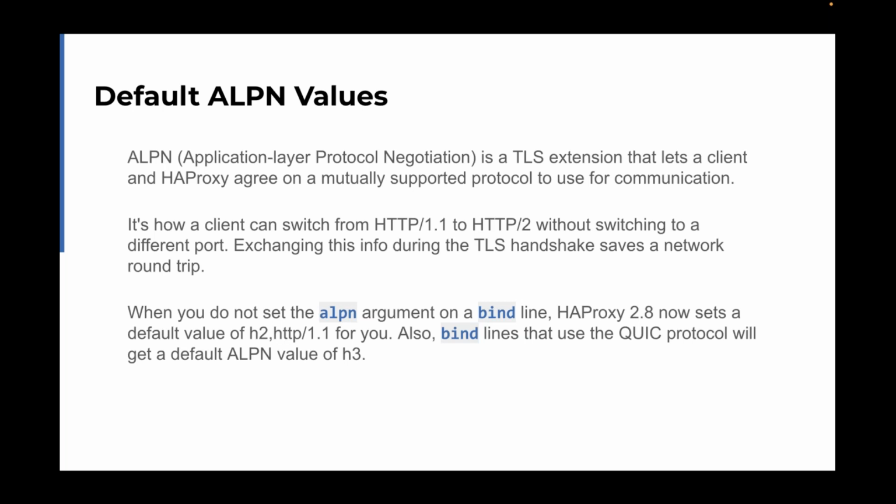So this new default value tells the client that HAProxy prefers HTTP 2 and HTTP 3, but can fall back to 1.1 if the client doesn't support them. You can also disable ALPN by adding a no-alpn argument to the bind line.